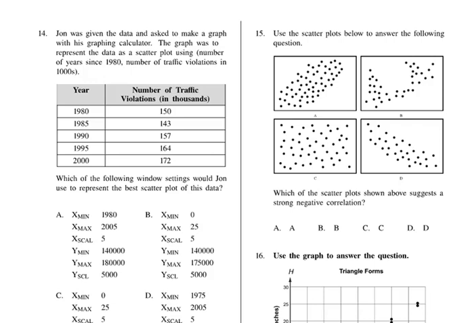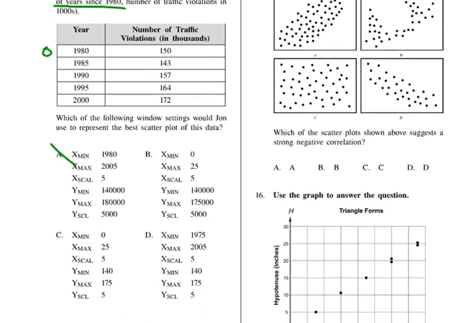Next one, number 14. Here you had to do a little bit of reading. It says to represent the data as a scatter plot using the number of years since 1980. So this would be 0, which means your X minimum cannot be 1980 or 1975. So we're down between B and C. And you're not going to enter these as the actual thousands. You're going to put them in as 150, 140. So it was choice C.